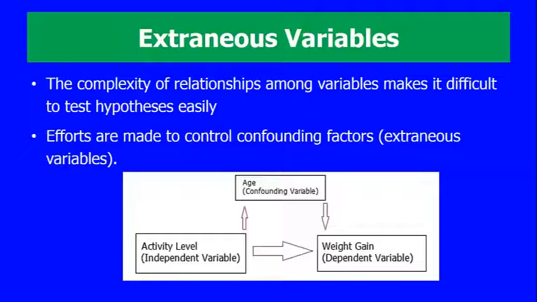See here, for example, if you are studying the activity level and its relationship to weight gain, this is your independent variable and this is the dependent variable. But age, for example, or gender, for example, will affect this relationship. So you have to consider them in your study. Don't forget the age, don't forget the gender, and many other factors that are called extraneous, or they are called confounding factors.